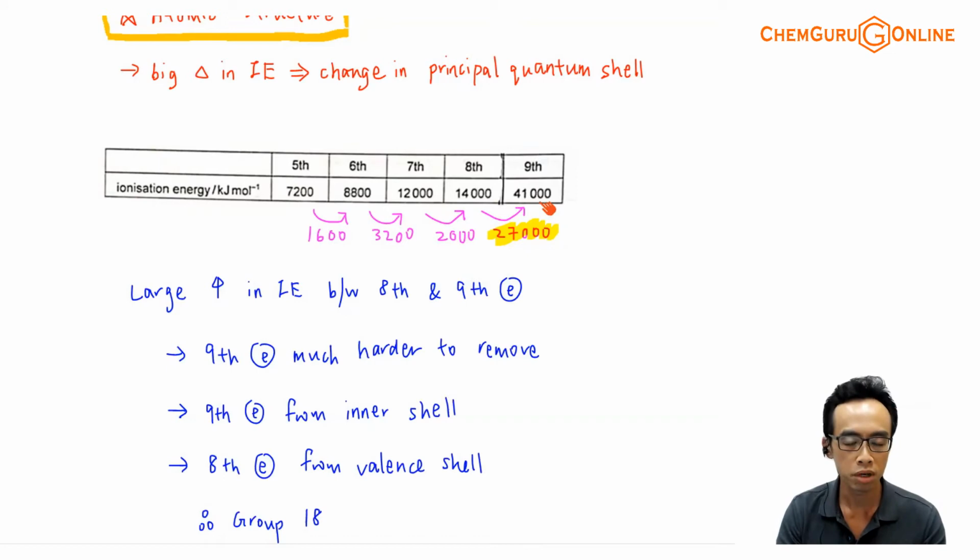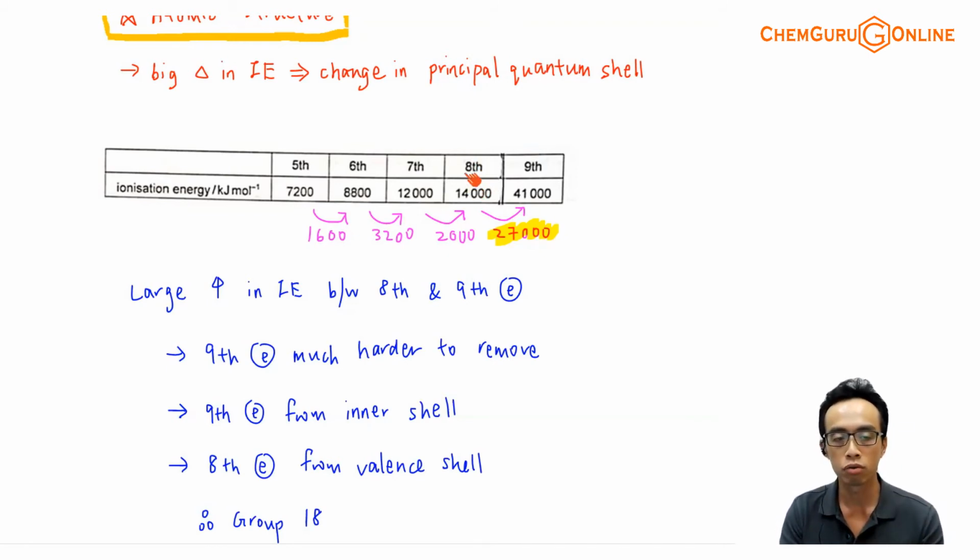So what does it actually mean? When we have a very big jump in ionization energy between the 8th and the 9th electron, it must mean that electron number 9 is much harder to remove as compared to electron number 8. And this will mean that electron number 9 must be from an inner filled principal quantum shell. And it will mean that electron number 8 must be from a valence shell.